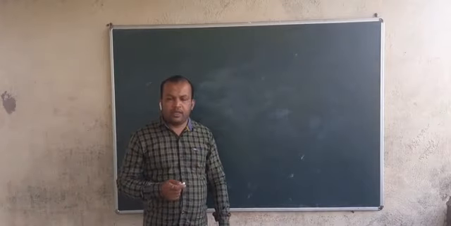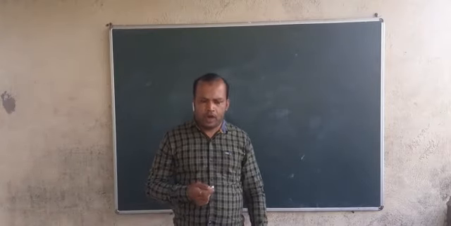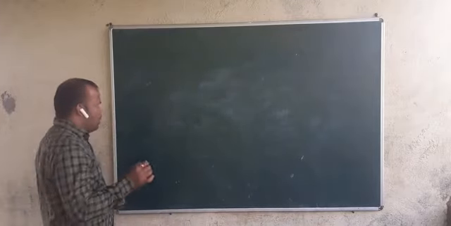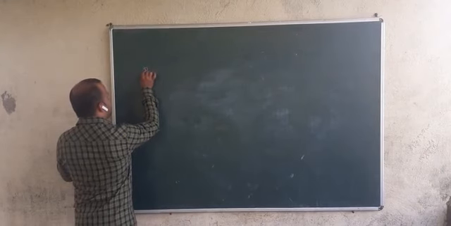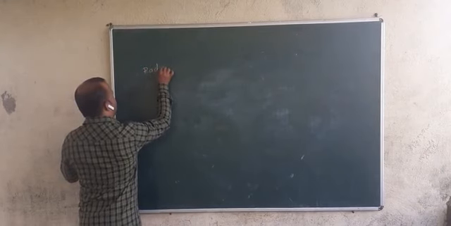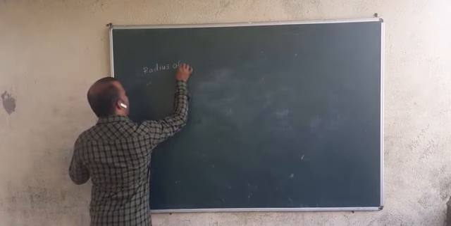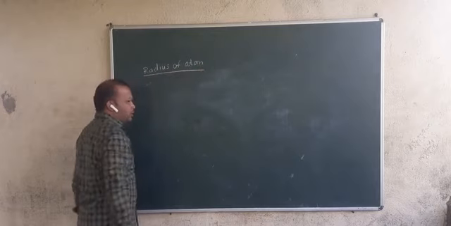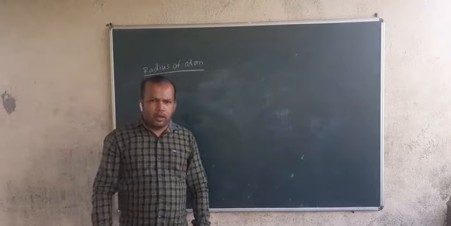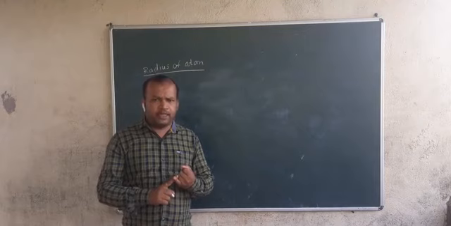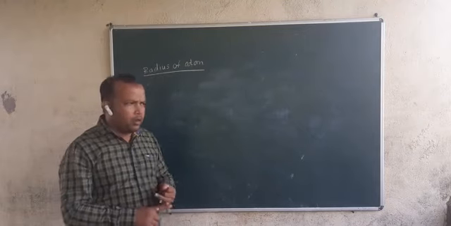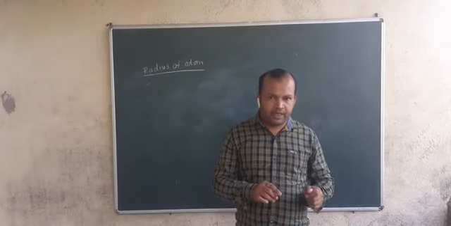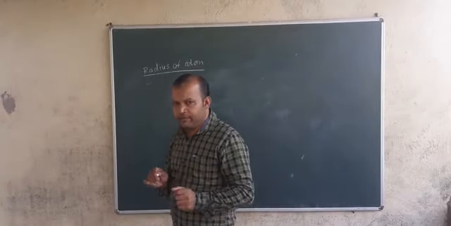Good morning, students. This is our third lecture of solid state, and today the point which we are going to discuss is the radius of an atom. We need to find the radius of SCC, that is simple cubic crystal, BCC, that is body center cubic crystal, and FCC, that is face center cubic crystal. So let us begin with SCC.